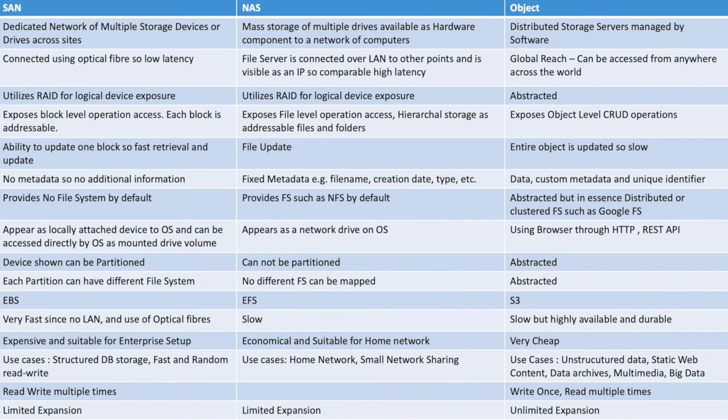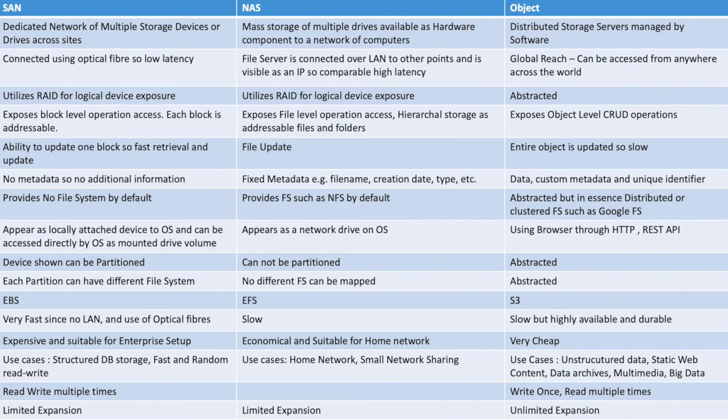Now, if the use case is unstructured data, big data, file data, archive, where you have to write once but read multiple times, object storage is the way to go. And this is S3. Amazon S3 provides object storage. It is available over REST API, HTTP, and you can do all the CRUD operations, but it is a distributed network.